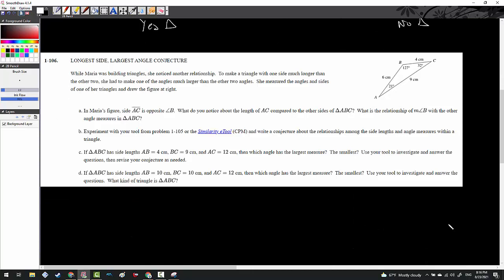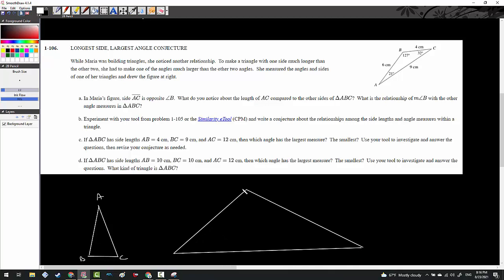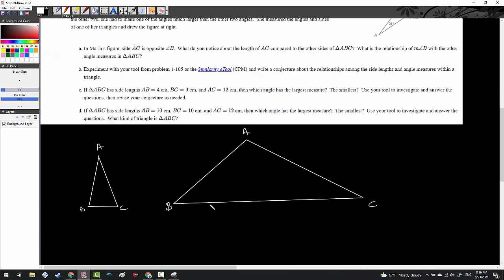And lastly, we have 1-106, which is basically trying to link the idea that when you have a large angle, it will be opposite a large side. What does that mean exactly? Well, if I compare these two triangles right here, if I do A, B, and C, this, and I do this instead, again, A, B, and C, clearly the BC on the right side is a larger side than the BC on the left side.